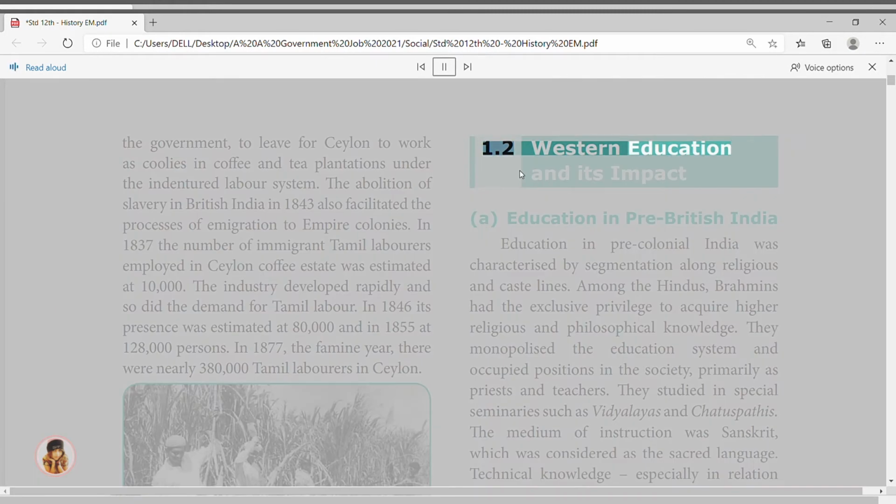1.2 Western education and its impact. A. Education in pre-British India. Education in pre-colonial India was characterized by segmentation along religious and caste lines.